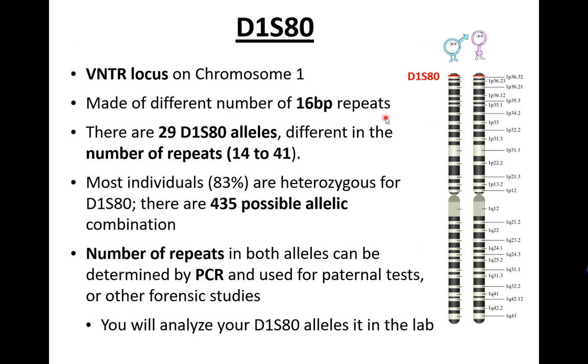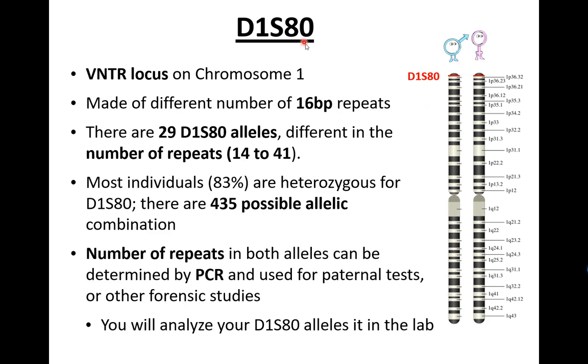The VNTR, the variable number of tandem repeats locus that you're going to be working with, is called D1S80. This is found and conserved in chromosome 1, at the very tip of chromosome 1, right? So you have it, I have it, we all have it. Okay, it's conserved. My parents had it, they passed one to me. And since you have two chromosome 1, you have two copies, two alleles, sorry, of D1S80.